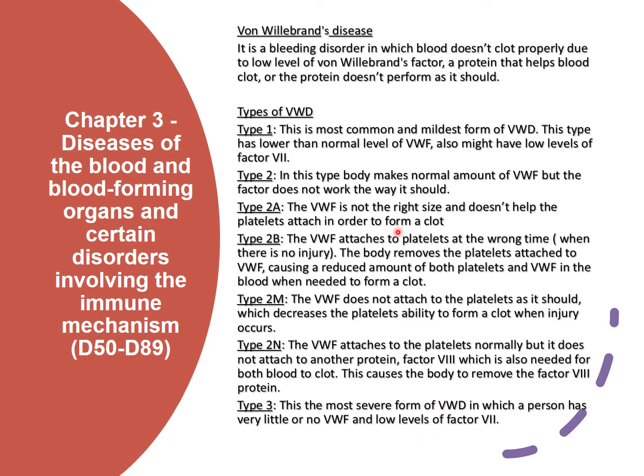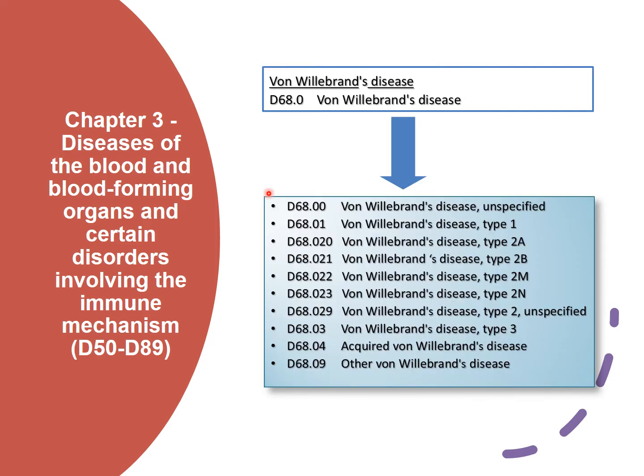So these are the types of VWD. We have new codes, created in 2023, for these types. So henceforth, whenever we are coding VWD, we have to check the type and assign the appropriate code. D68.0 von Willebrand disease. This was the only code that existed till now to code this condition. This year 10 new codes have been created.